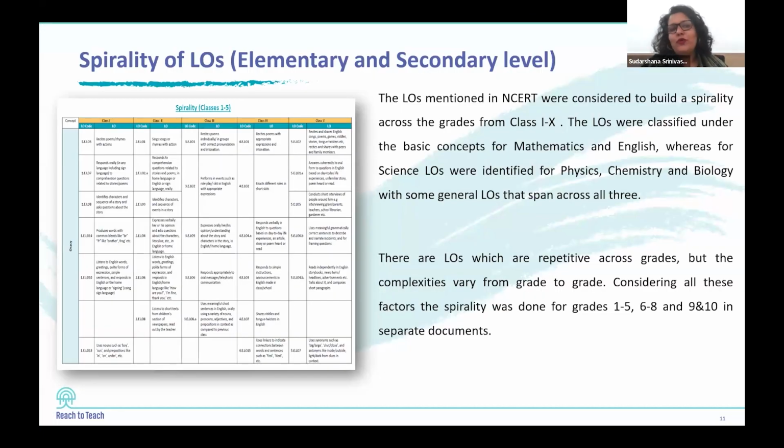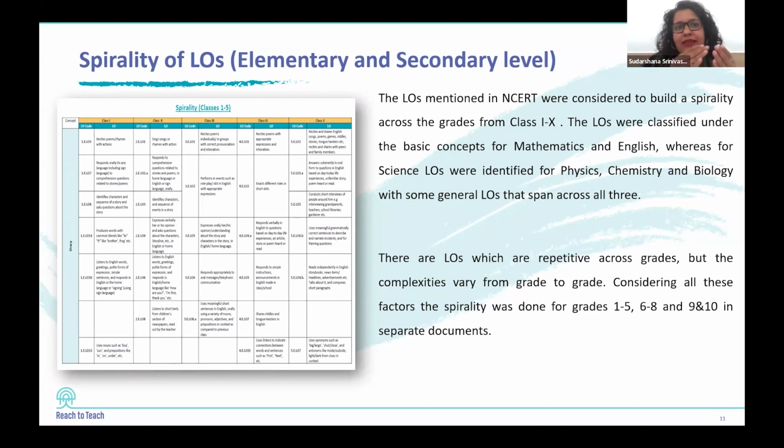So just to give you a glimpse of the whole process, as I mentioned, there was the spirality of learning outcomes across the elementary and the secondary levels. The LOs mentioned in NCERT were considered to build a spirality across grades from classes 1 to 10. What exactly is a spirality?